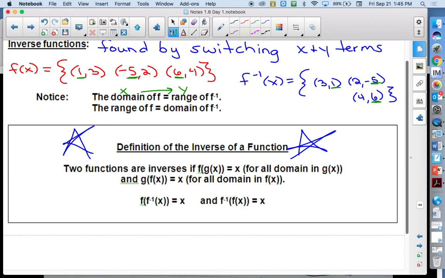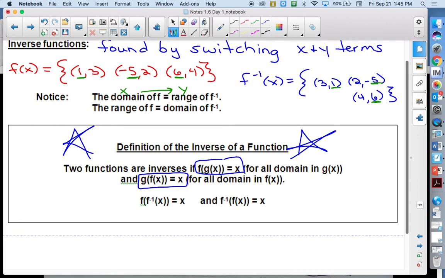Two functions are inverses if f of g of x is equal to x, and g of f of x is equal to x. So they're not inverses just because I flip-flop x and y. They're inverses because if I show that the composite can be x both ways, then they're inverses. It's like a little proof, it's a little verification.